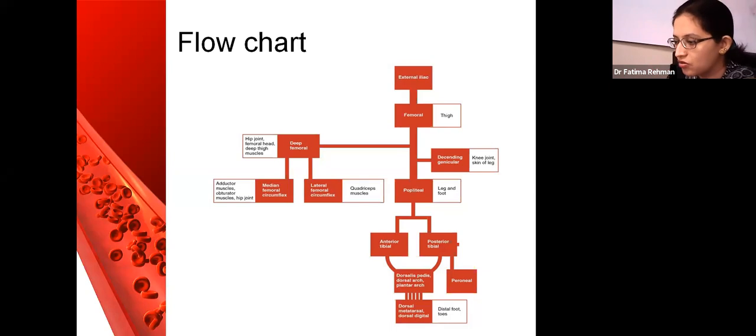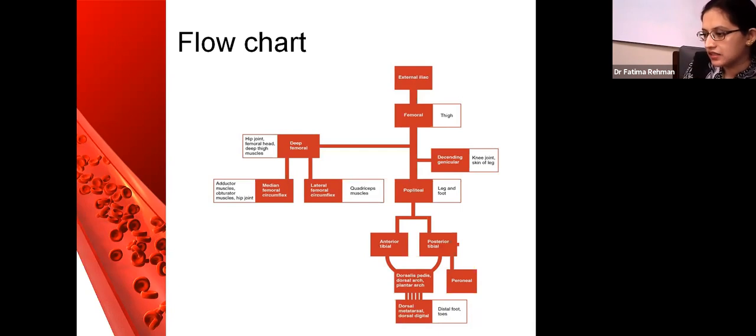Anterior tibial artery runs anteriorly, and posterior tibial artery runs posteriorly. So anterior tibial artery is the sole source of blood supply to the anterior compartment of the leg or the extensors of the leg, while posterior tibial artery is the sole source of blood supply to the posterior compartment of the leg or the flexors of the leg.